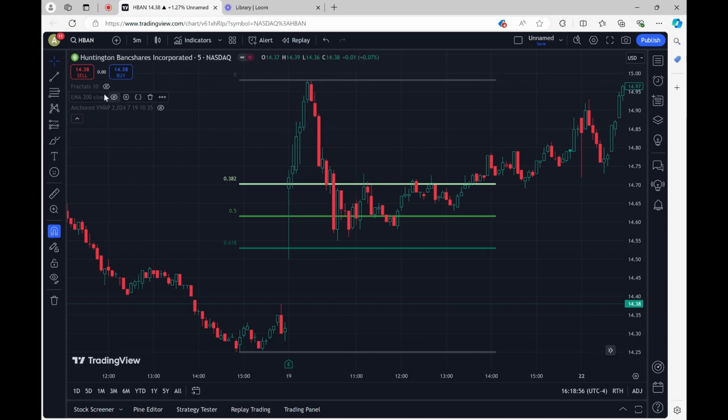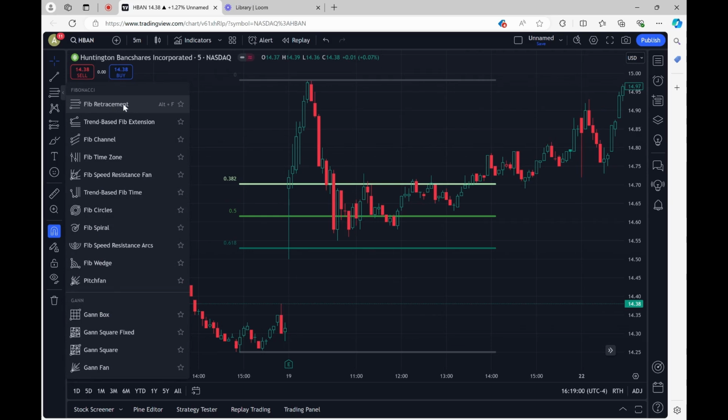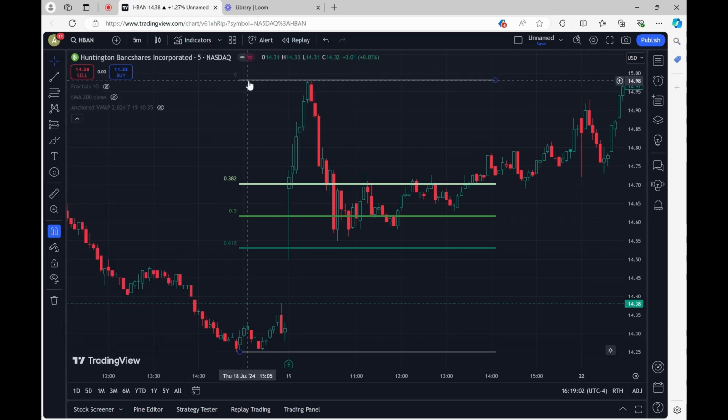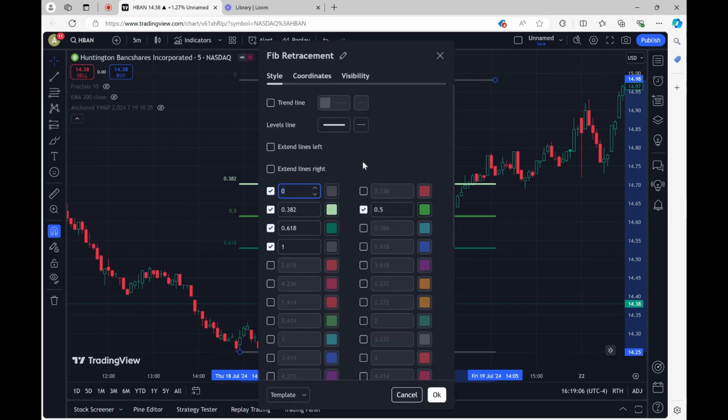So to activate this indicator, you're going to go over to this little box over here and click this little arrow, and then just click on the Fibonacci retracement button right there. And then to go to the settings, you're going to click on one of the lines that pops up, go to the settings here. You're going to deactivate all of these values besides 0, 0.382, 0.618, and 1, and 0.5.